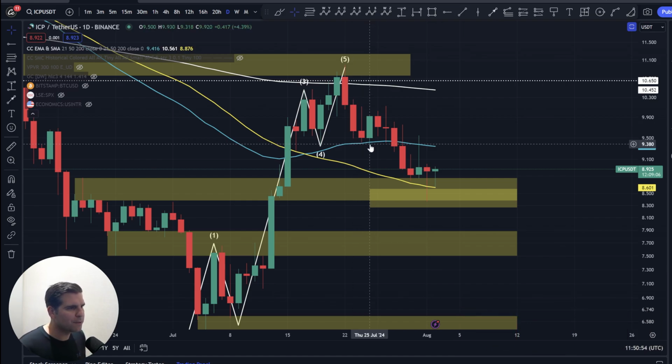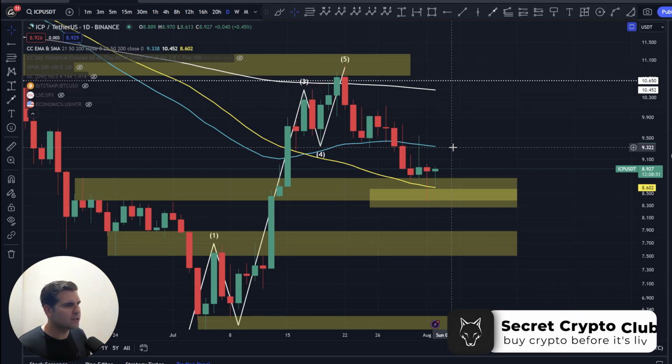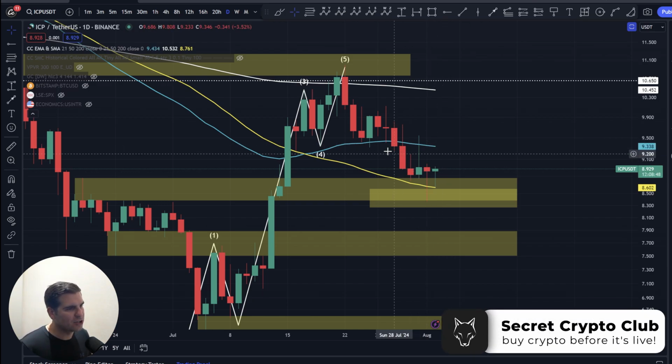It was support on the 25th of July. It was support on the 27th of July, but then we lost it. We closed lower than that 50 EMA on the 28th. We then tried to get a rally, but we failed on the 29th. We tried again on the 31st, but unfortunately no closes above the 50 EMA. And as such, we can see here we've taken a bit of a tumble to the downside.